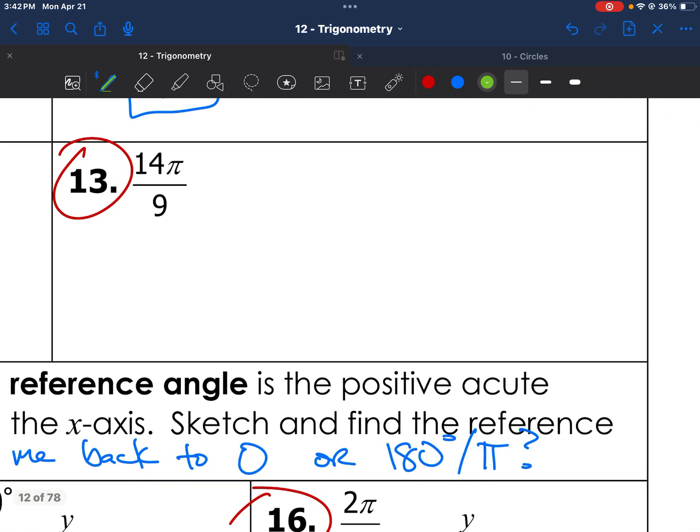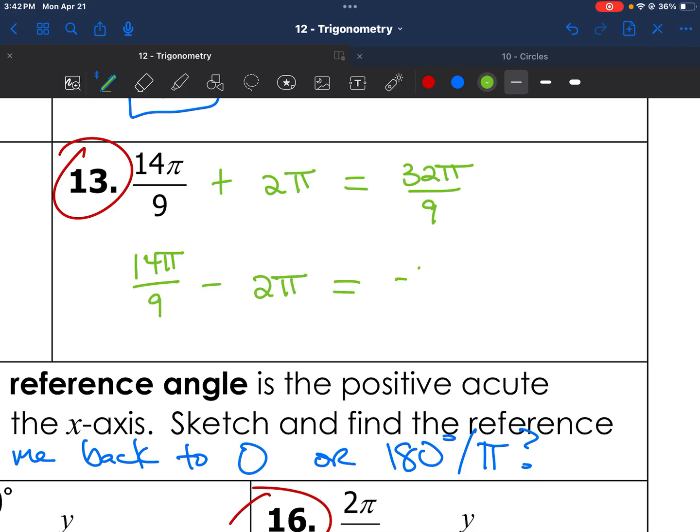All right, number 13, we have 14 pi over 9. So I can find a coterminal angle first by adding a full revolution, so by adding 2 pi, and I'll get 32 pi over 9. And then if I go the other way with it, 14 pi over 9 minus 2 pi, then I can get negative 4 pi over 9. And again, one positive and one negative. But again, you do have an infinite amount of coterminal angles.